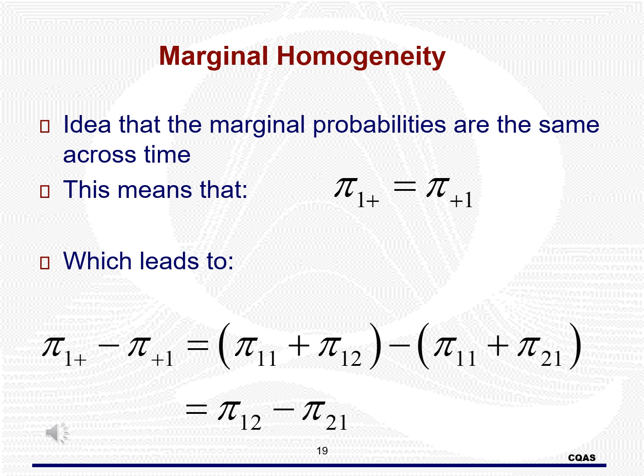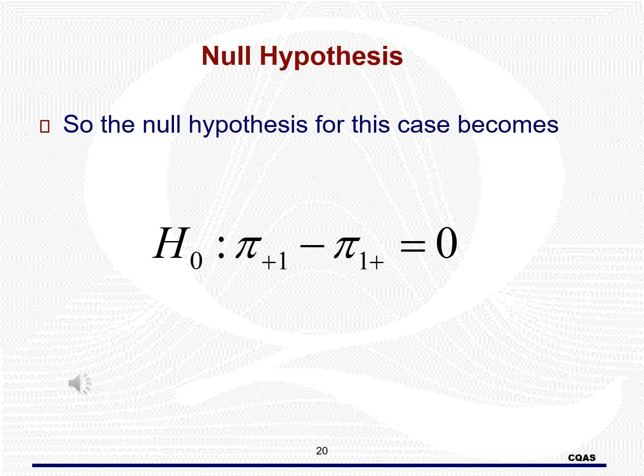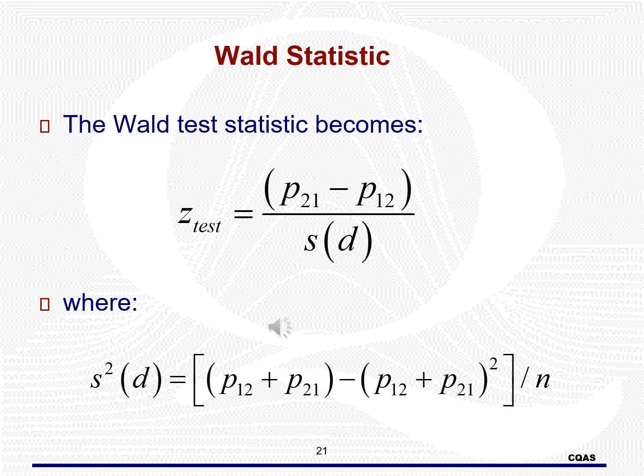Let's look at the hypotheses. For this test, the null hypothesis is that the difference between these marginal probabilities is 0. So this basically means that the proportion where the event of interest occurred for variable 1 is the same as for variable 2. How do we create the test statistic? Here we will use the Wald test. We find the test statistic based on what is in the slide. Notice that the variance is given as well.